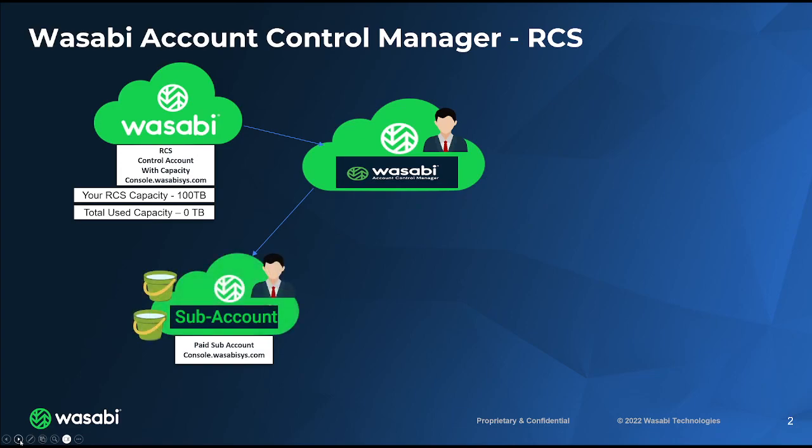So when the users in Wacom create sub-accounts, those sub-accounts themselves have their own users, their own buckets, their own policies, their own sub-accounts and everything, but they then start storing data. So as they store data, the amount of data that they consume comes off of the capacity that's been assigned to the control account. So if we look here, the RCS capacity assigned to this control account is 100. However, because they've created this sub-account and this sub-account's used 40 terabytes, the 40 terabytes gets used in this RCS capacity, so the remaining capacity is 60 terabytes.